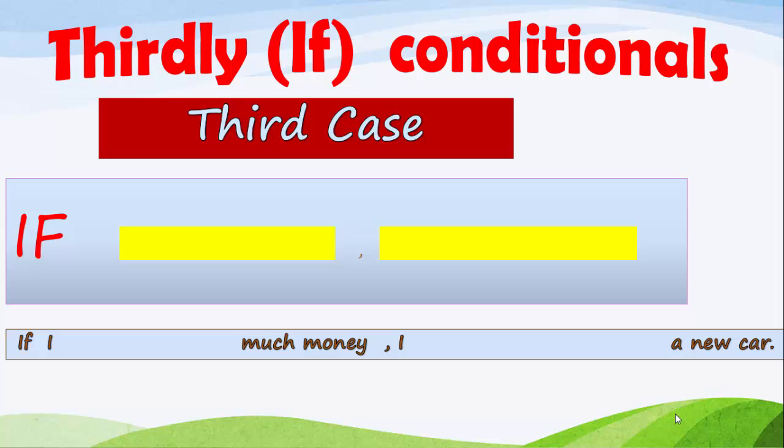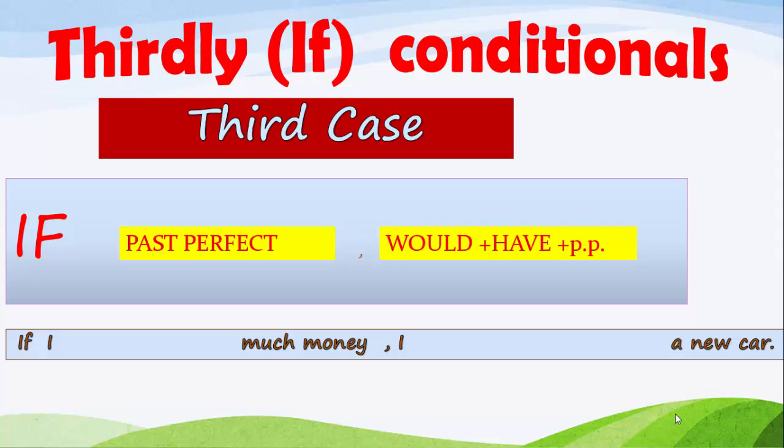That's correct. You're right. The verb in the third case must be in past perfect. And the second part of the sentence must be formed as would have plus the past participle. So this is the third case: if plus past perfect, and the second part, would have plus the past participle.